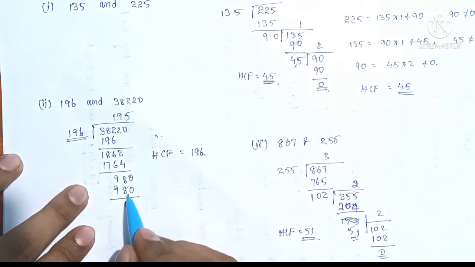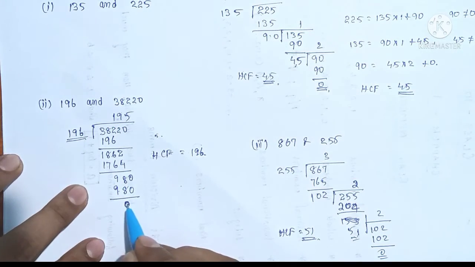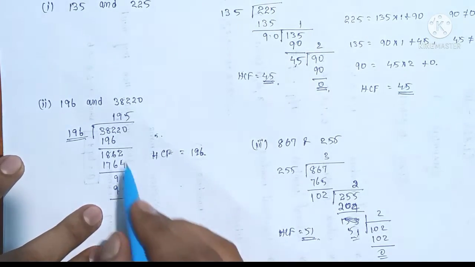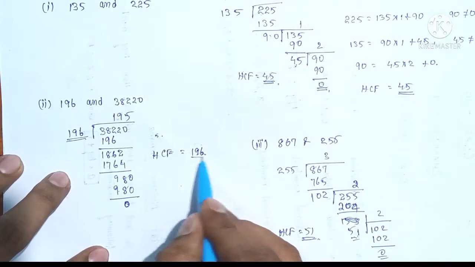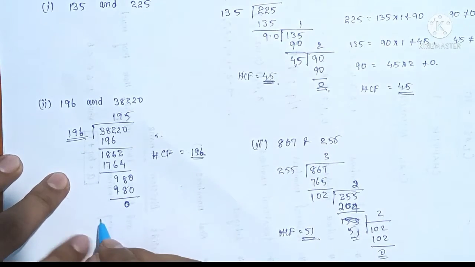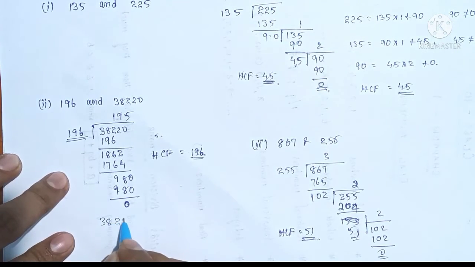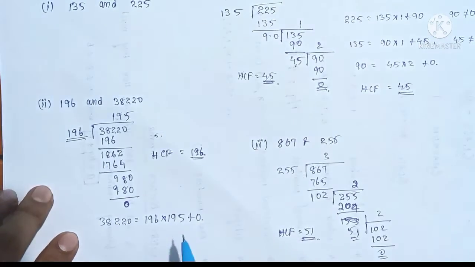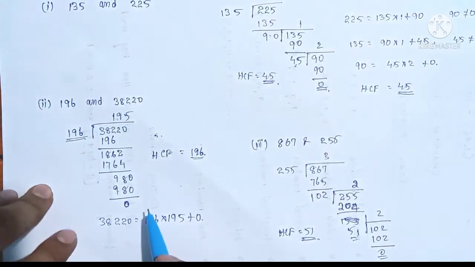5 into 196 is 980. So we are getting 0 as the remainder. In the first step itself we are getting 0 as the remainder. So the HCF of these two numbers is 196 itself. So it can be written like 38220 can be written as 196 into 195 plus 0. Okay, so 196 is the HCF here.